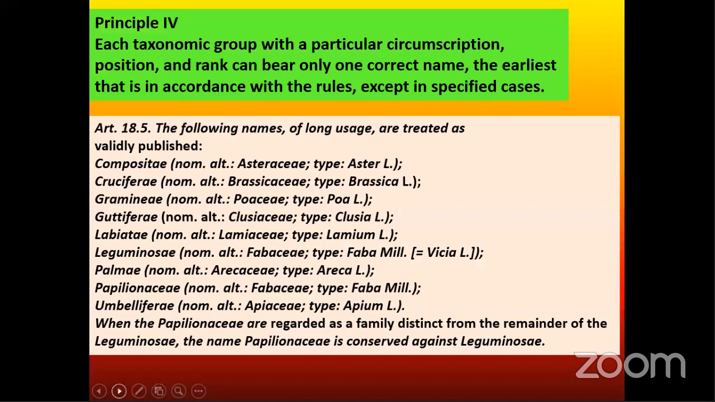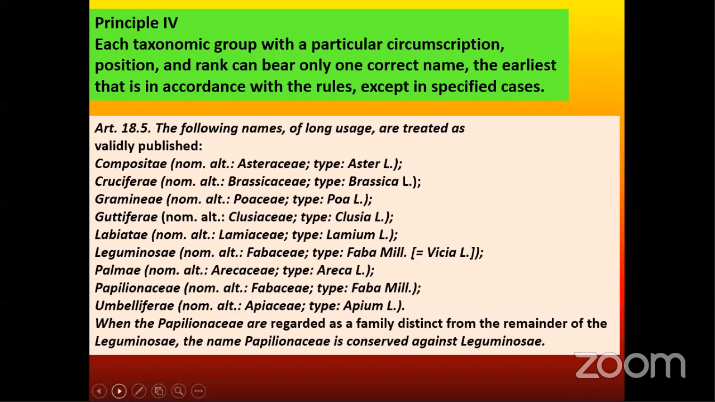Principle four: each taxonomic group with a particular circumscription, position, and rank can bear only one correct name, the earliest that is in accordance with the rules, except in specified cases. Every taxon should have only one correct name, even though many names are there, but with some specified exceptions. You can see we have already used many names since the past, but some names are also exceptions to the rule, which may be listed under nomina conservanda, or where the rules may be changed. They have been clearly explained in the particular context of Article 18.5 under principle four.